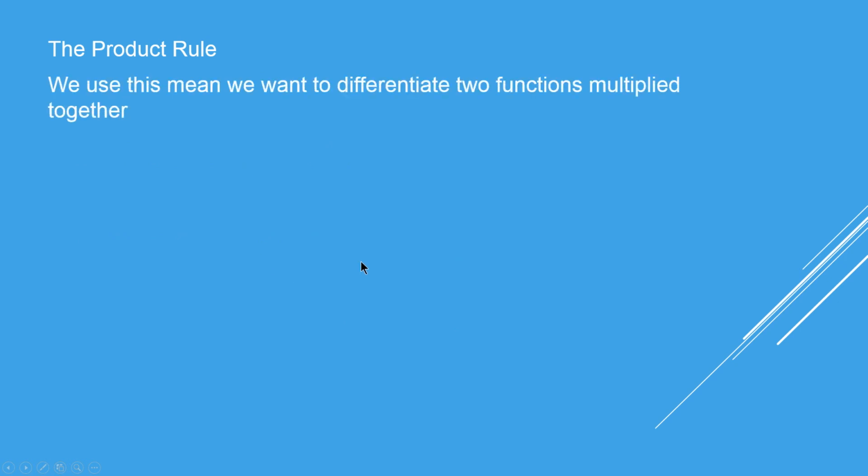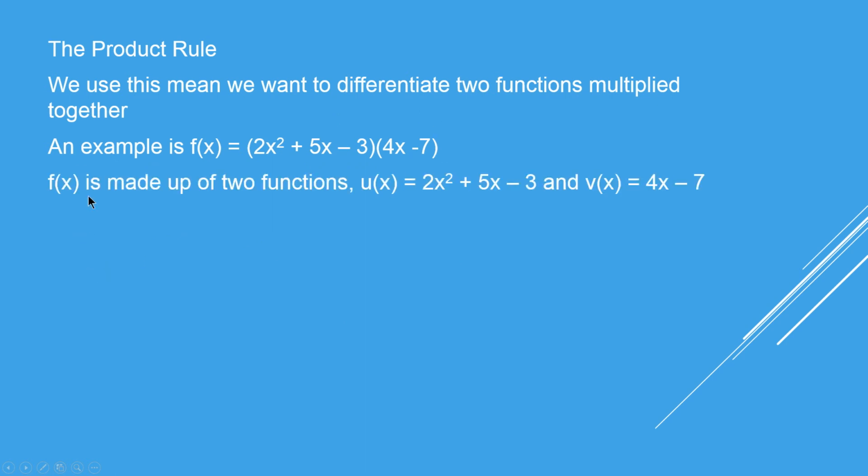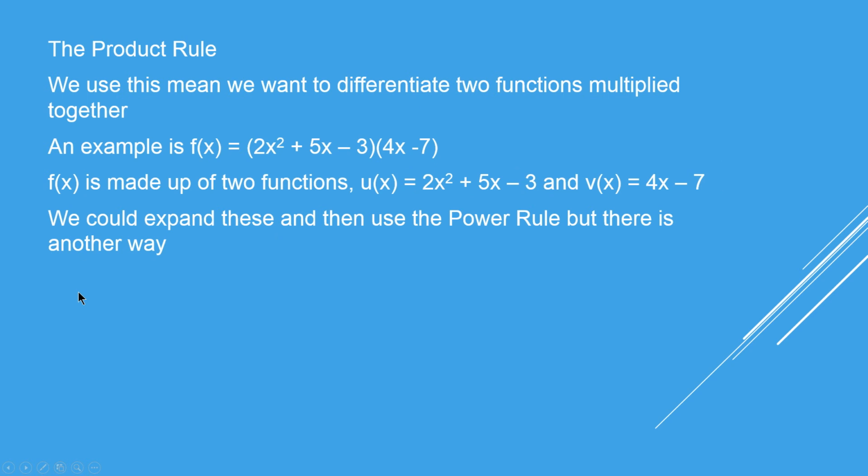The next one is the product rule. And we use that when we differentiate two functions that have been multiplied together. So for example, this one here. Here's one function, here's another function. So f of x is made up by multiplying u of x, which I've called that one u of x, I've called the second one v of x. We could expand them, and we could use the power rule. But again, that's more likely for you to make mistakes. So there's a better way of doing it.